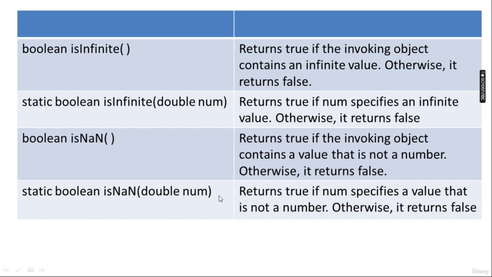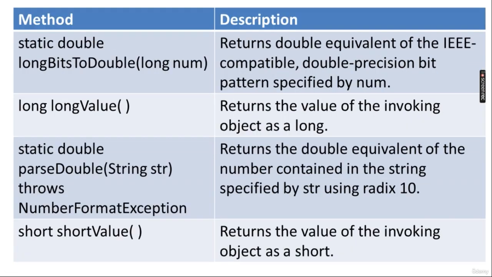Static boolean isNaN(double number) returns true if number specifies a value that is not a number, otherwise it will return false. Static double longBitsToDouble(long number) returns the double equivalent of the IEEE-compatible double-precision bit pattern specified by long number. Long value gives the long representation.